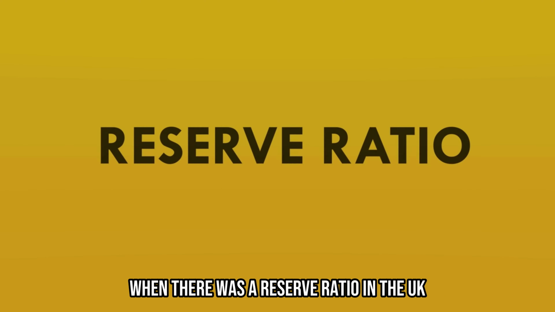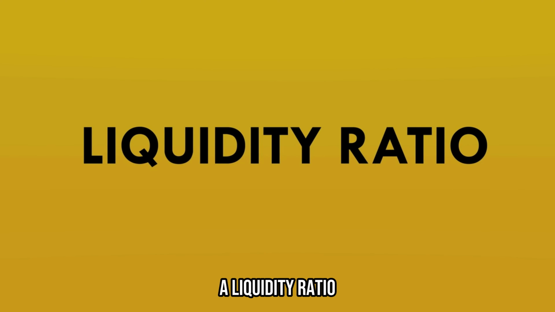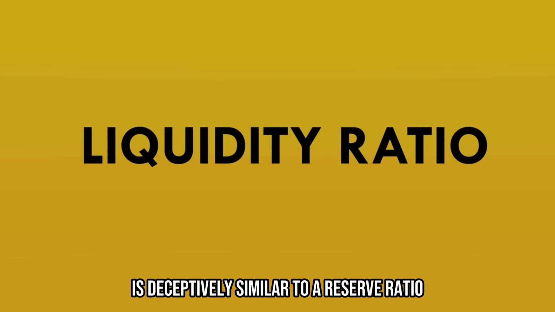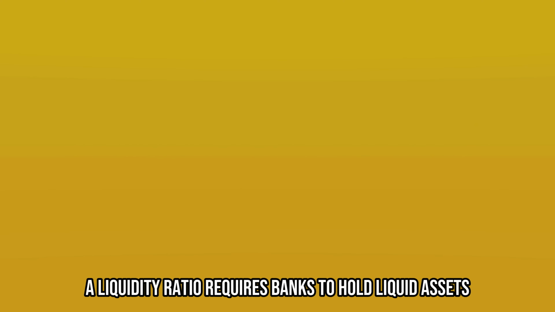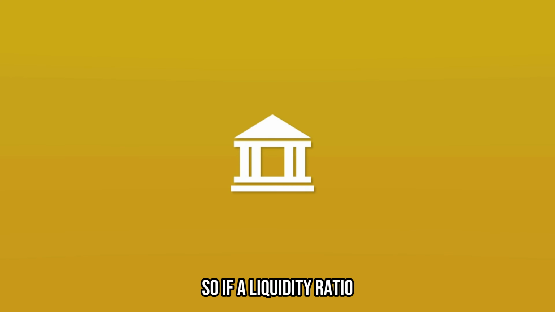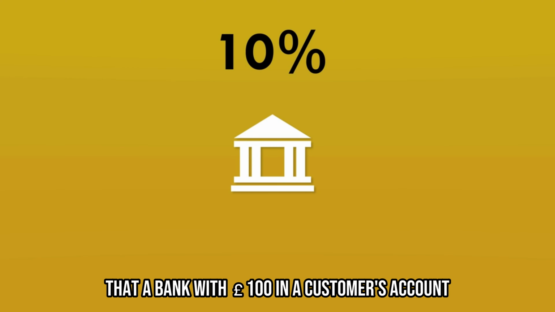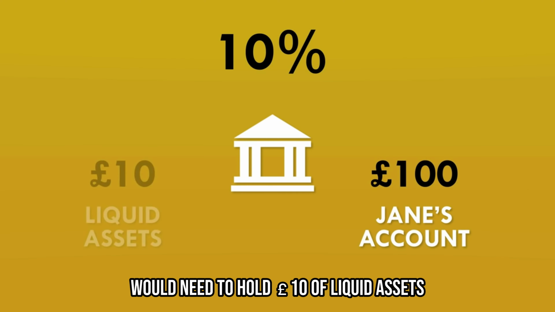When there was a reserve ratio in the UK, it was what was called a liquidity ratio. A liquidity ratio is deceptively similar to a reserve ratio, but fundamentally different. A liquidity ratio requires banks to hold liquid assets equal to a percentage of their deposits. So if a liquidity ratio was set at 10%, then a bank with £100 in a customer's account would need to hold £10 of liquid assets.